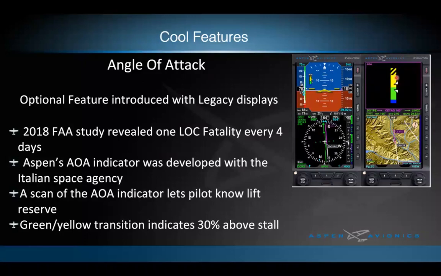This upper indication right here, that is your clean configuration. This lower one is your full flaps and landing configuration. If you have intermediate flaps, you'd interpolate somewhere in here. The blue bar, plenty of lift. The green bar, you're encroaching on toward your landing AOA. This green to yellow transition right here, that's the sweet spot. That represents 30% above stall. Once you get into the yellow, up to the black crosshair mark, that's about 10% above stall.